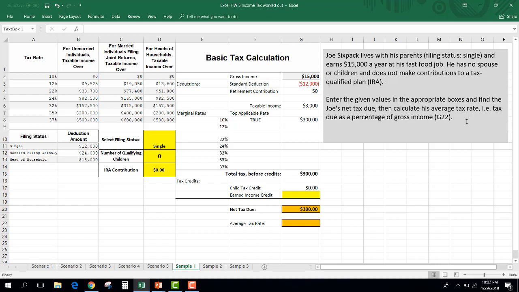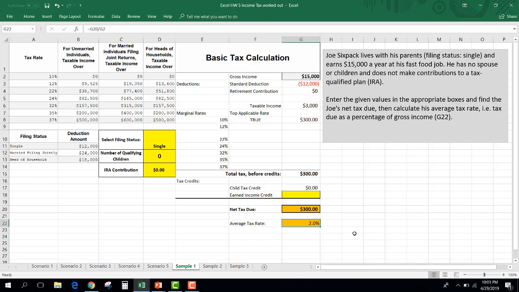But one thing I am going to have you do on all of the scenarios is calculate the average tax rate, which is tax due as a percentage of gross income. And the way we do that is very simple. We just go into this average tax rate box and do a simple formula: equals the net tax due divided by the gross income up here in G2. So that formula will be the same for every scenario. So Joe Sixpack's average tax rate, his overall tax rate, is only 2%.